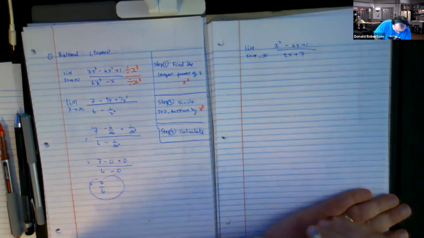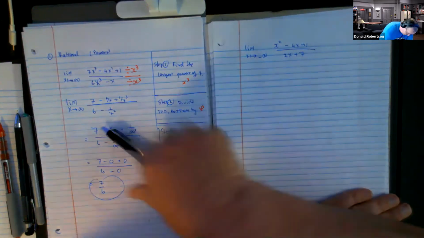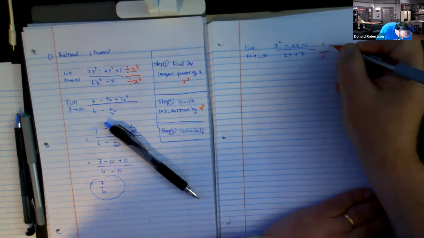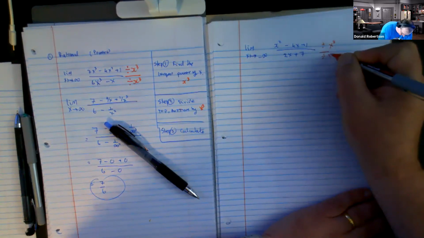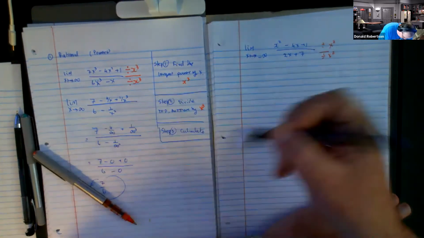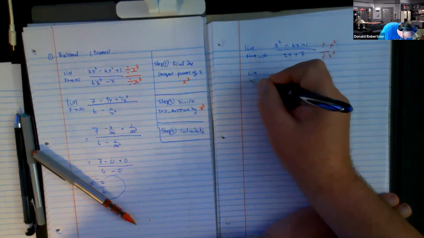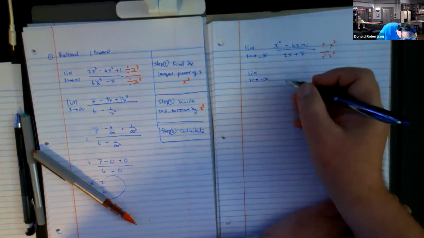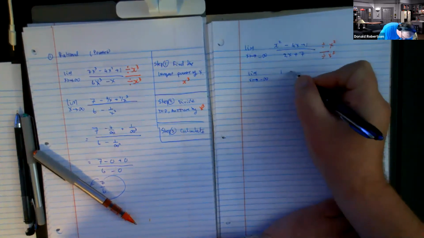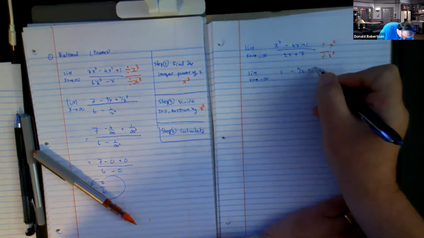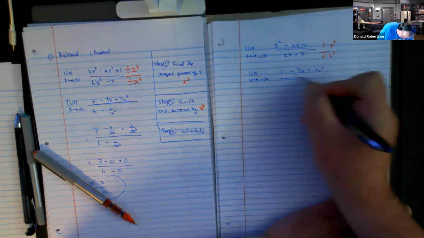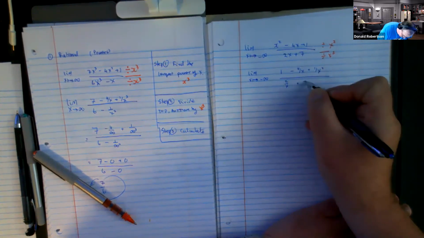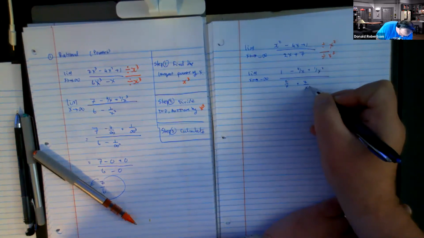There's a guy. Going to divide top and bottom by x squared. It's now going to be the limit as x tends to negative infinity of 1, take away 4 over x plus 1 over x squared, over 2 over x plus 7 over x squared.